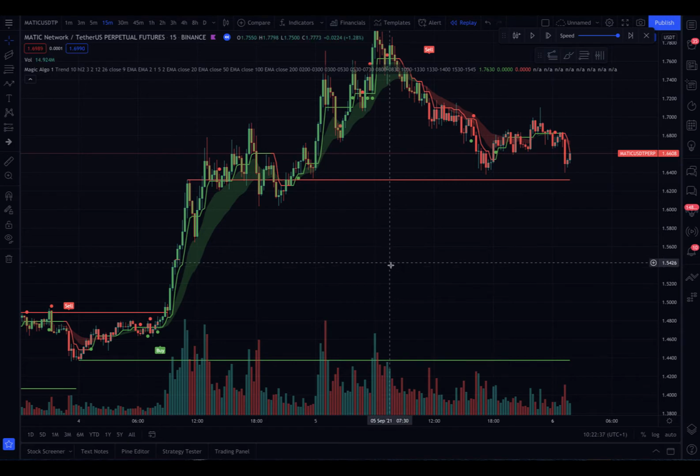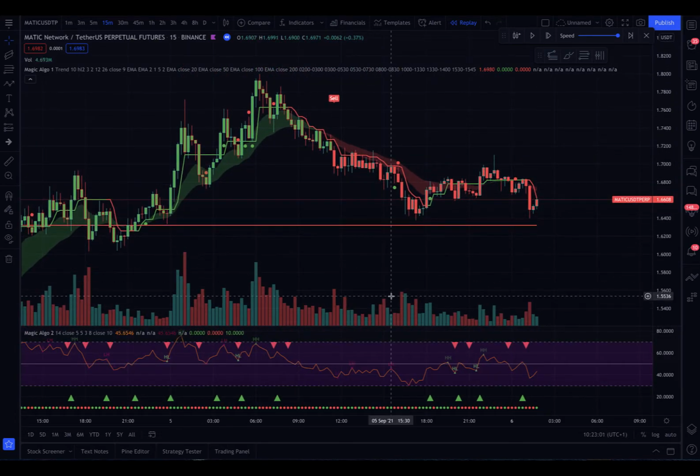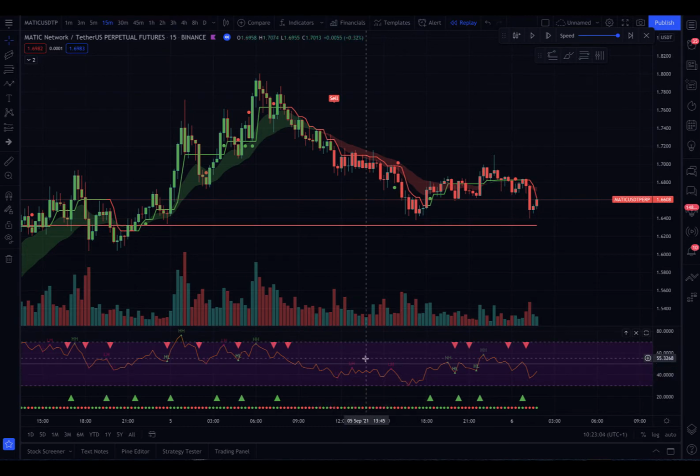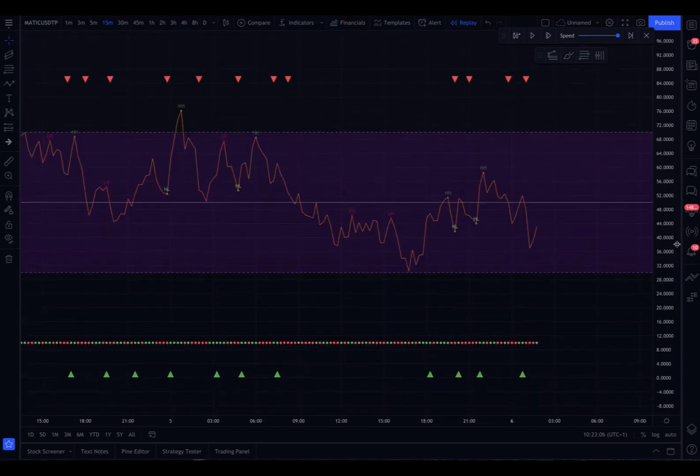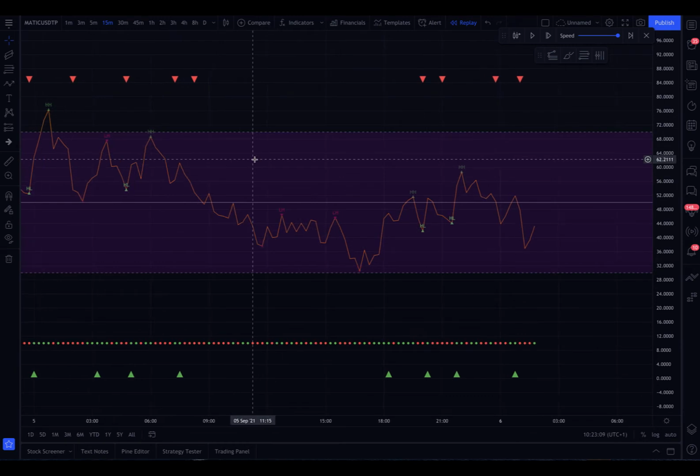Now let's move on to part 2, Magic Algo 2. Okay, so let's have a look. That is part 2. Let me just explain to you what these things mean. For example, in this case, we had a red triangle pointing down. We can see the RSI was going below 0, and the red triangle is pointing down. That is a really important confirmation that the asset, in this case Matic, is going down.